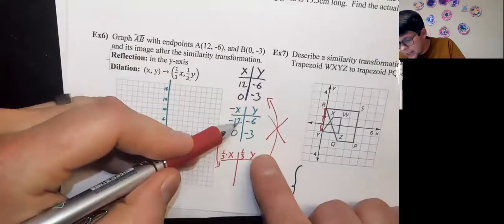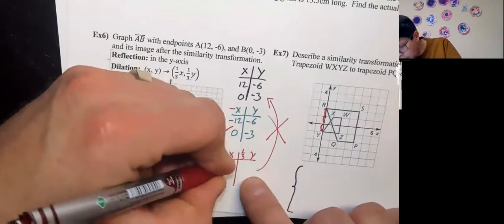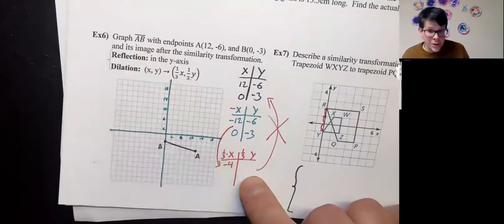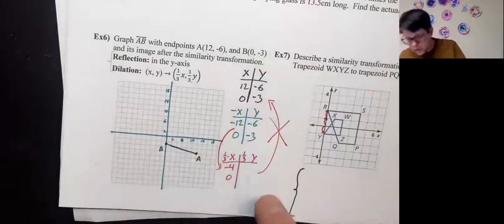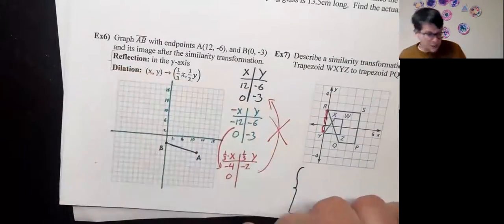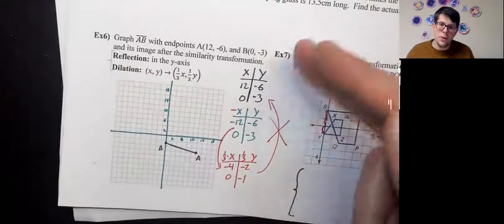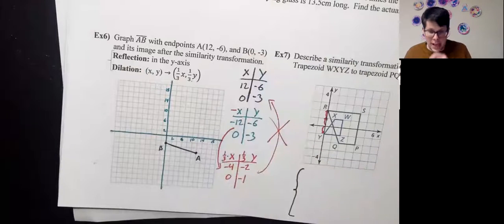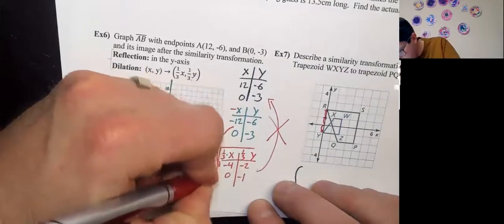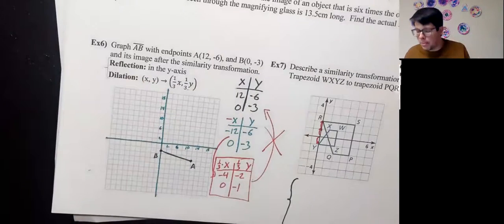So when you do that, we're going to take things like -12 and multiply it by 1/3, which is going to give us -4. We're going to do 0 times 1/3, which is still 0. 6 times 1/3, which is going to be -2. And -3 times 1/3, which is going to be -1. Okay, so now even though we've created 3 tables, we only really need the very first one and the very last one. So this is the one that I am going to be graphing right here. This is going to be giving me my A prime prime and my B prime prime.